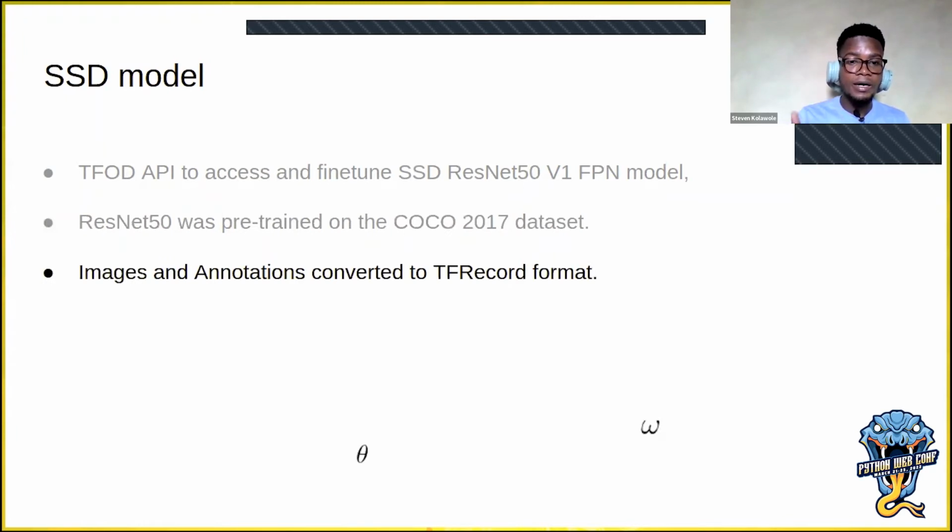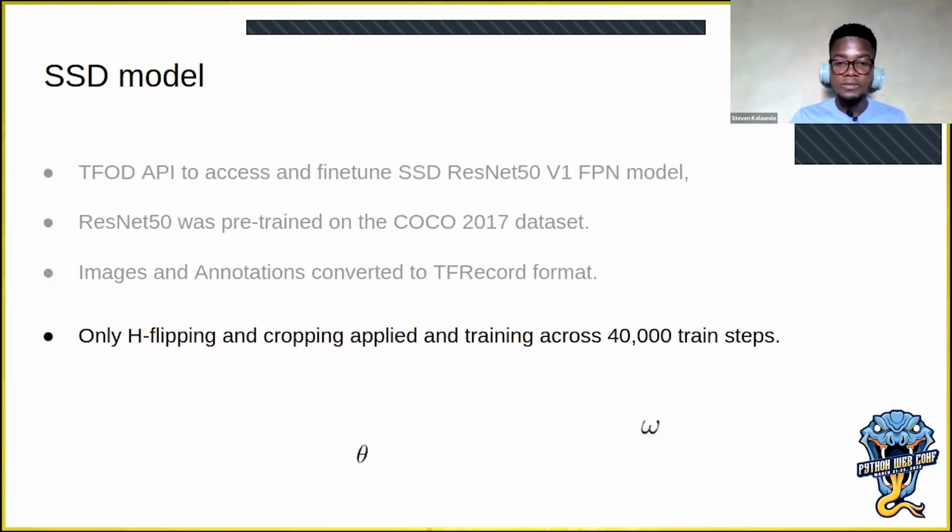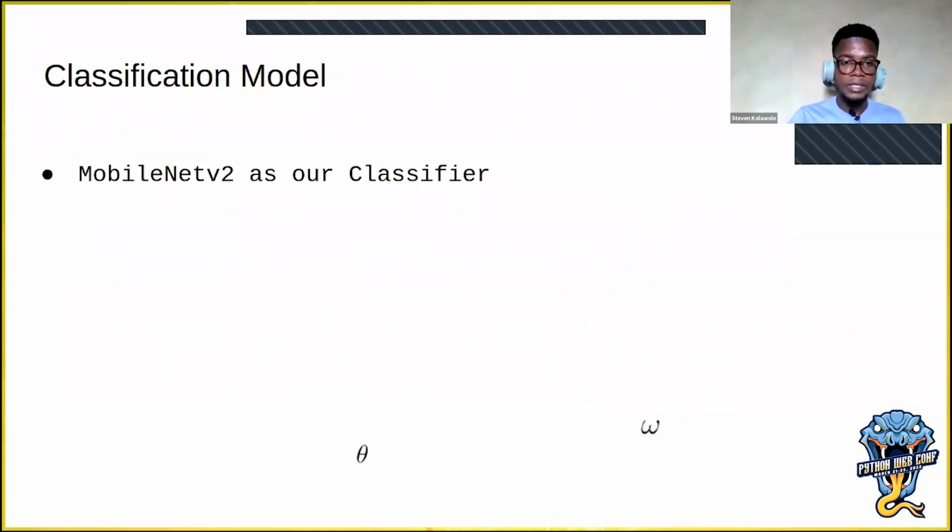And then the images and annotations were converted to TFRecord format. Anytime you're building a model via the TensorFlow object detection API, you need to convert your working files to TFRecord format. In terms of data augmentation, we only made use of horizontal flipping, and we tried to use cropping, right? And then we trained across 40,000 training steps.